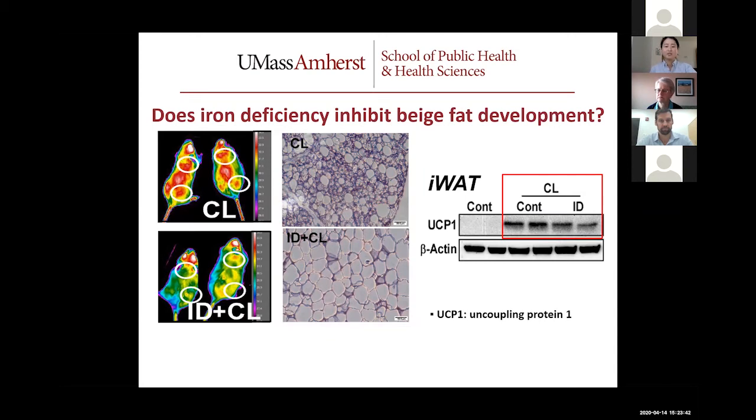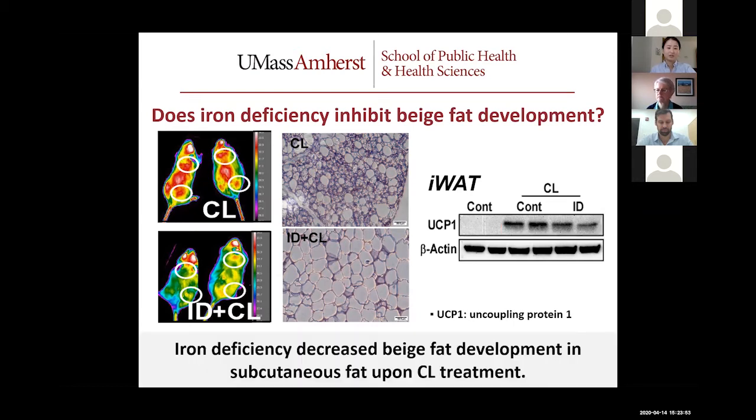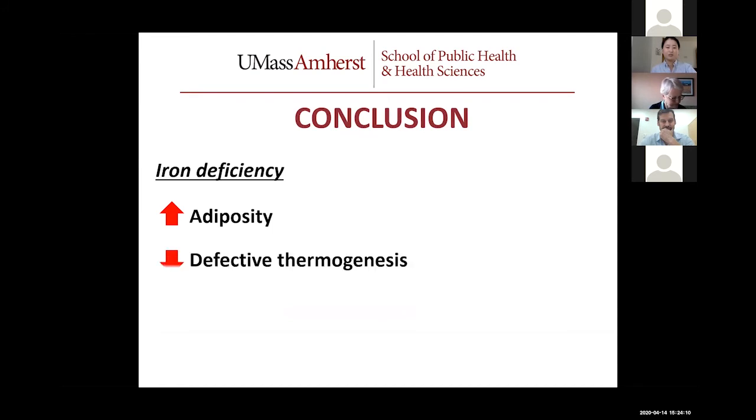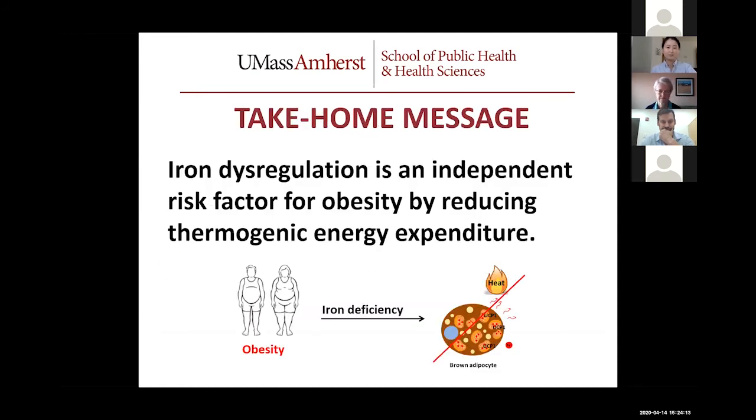Consistently, the brown-specific marker UCP1 was highly activated by browning activation, which was substantially decreased in iron-deficient mice, suggesting that iron deficiency decreased beige fat development in subcutaneous fat upon browning activation. In summary, iron deficiency increases adiposity partially due to defective thermogenesis. This implicates that iron dysregulation is an independent risk factor for obesity by reducing thermogenic energy expenditure.